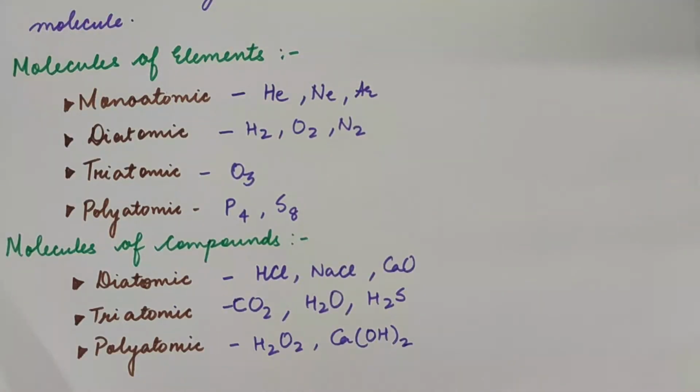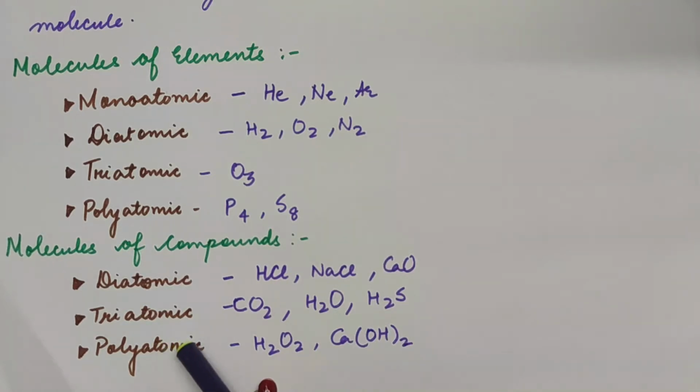Next we go to molecules of compounds. Here we don't have monoatomic, because compounds are made up of at least 2 kinds of atoms. When we say a compound is a diatomic molecule, it means that when we add up the number of atoms in the compound, it adds up to 2. Here hydrogen is 1, chlorine is 1, so 1 plus 1 is 2. So it's a diatomic molecule. If I say sodium chloride, Na is 1 and Cl is 1, so it forms a diatomic molecule. Similarly, calcium oxide, Ca is 1, O is 1, so it is a diatomic molecule, remember.